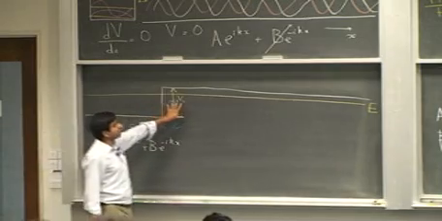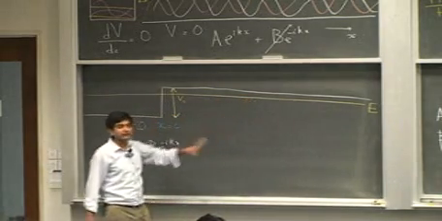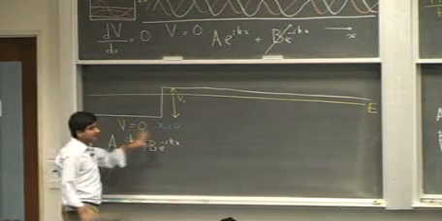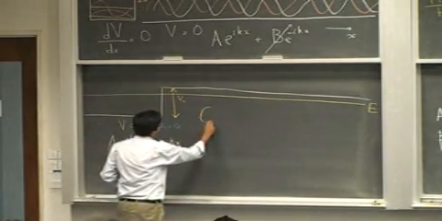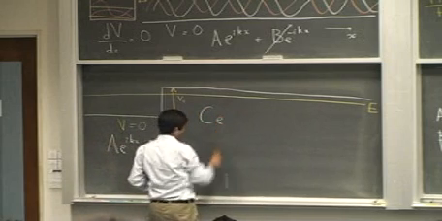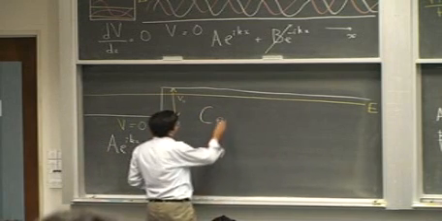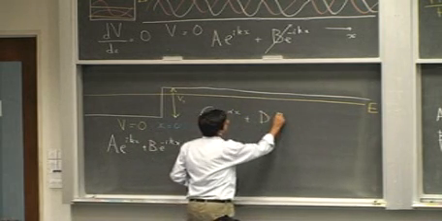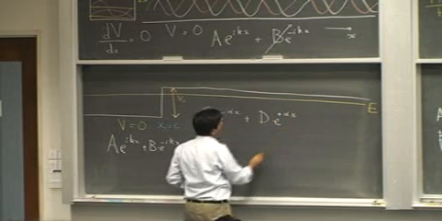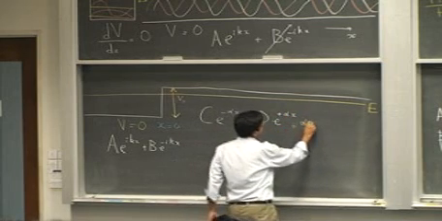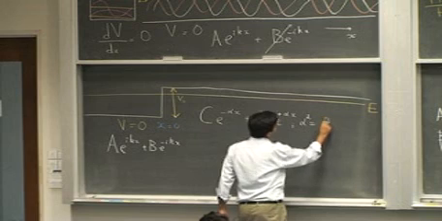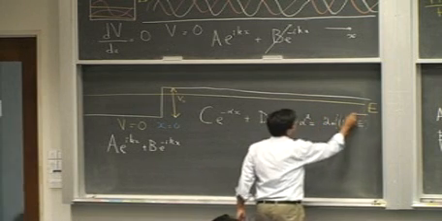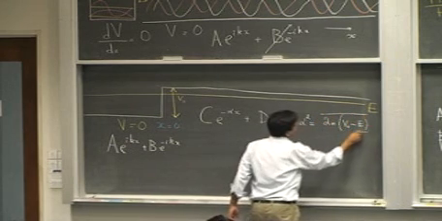If you look at the Schrödinger equation in this region and solve it, which I've done in the previous class, I can come up with a wave function which looks like this: C e^(-αx) plus D e^(+αx), where α squared is 2m(V0 minus E) over ħ squared.